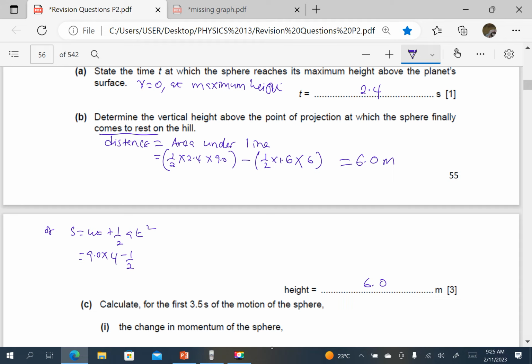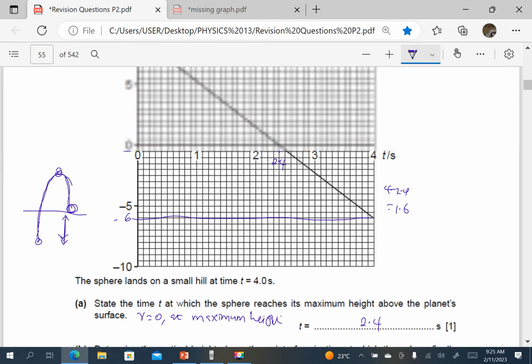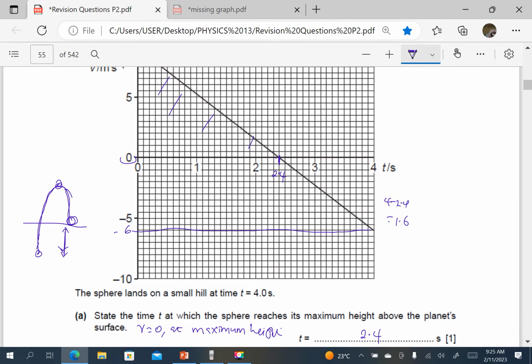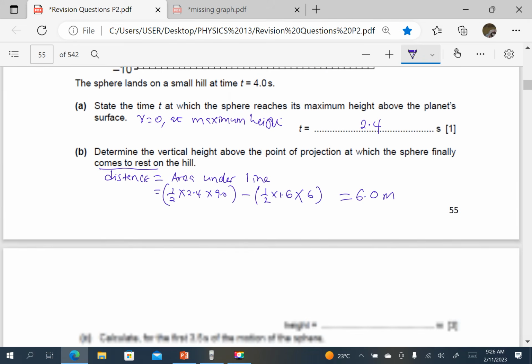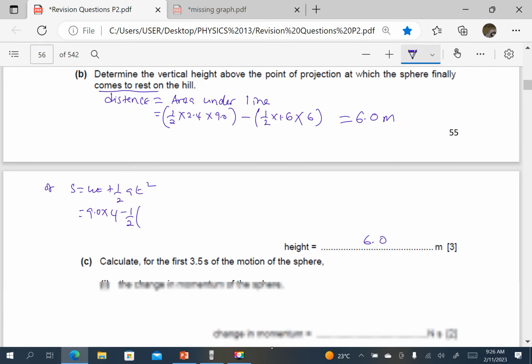Now we have to find this acceleration here, which is going to be the gradient. I can just take a small part of the gradient. The acceleration will be 9 minus 0, which is 9, divided by 2.4 minus 0, which is 2.4. So I will multiply this by a, which is 9 over 2.4. I've put a negative because the object was moving in the opposite direction to the gravity on that planet, then times the time. The total time, of course, is 4 squared.